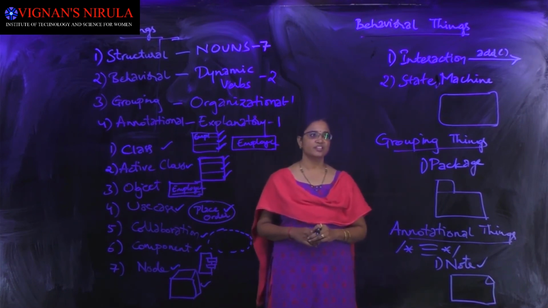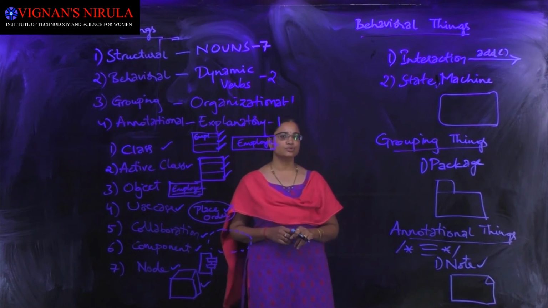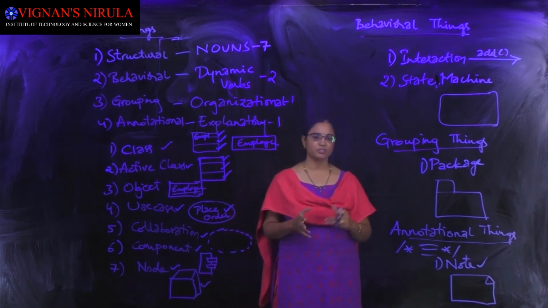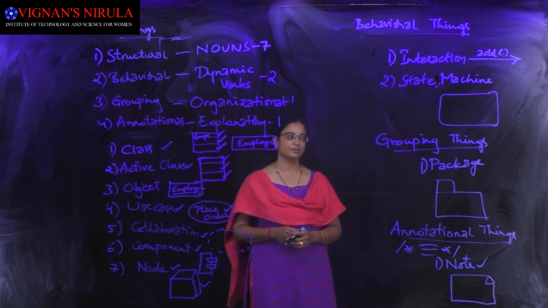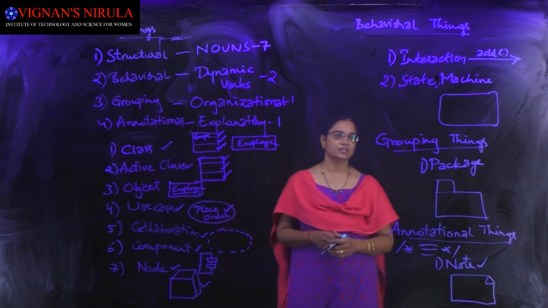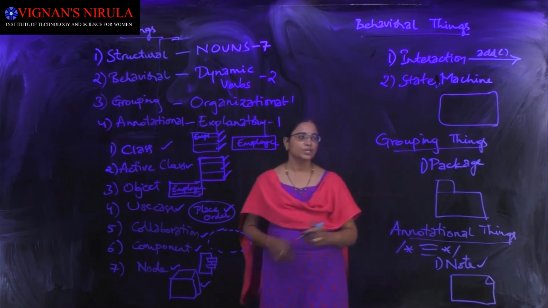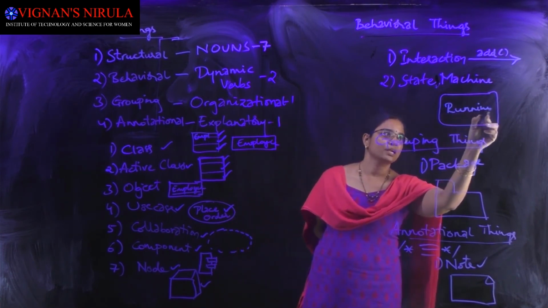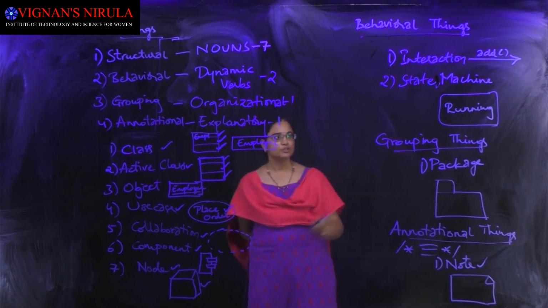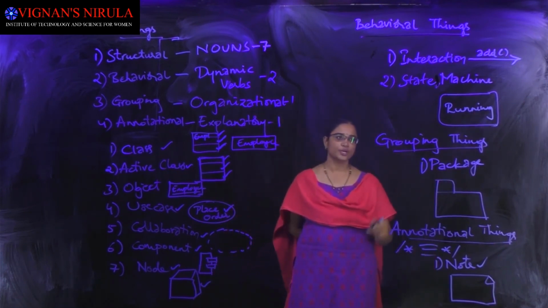Next, coming to the state machine. State machine is used to represent the states of a particular process, threads, events, or transitions. Graphically, it is represented as a rounded rectangle. So here you can represent a state like running. Running is one of the states of the process. So you can represent all the states by using the state machines.